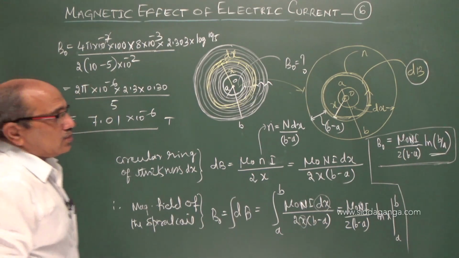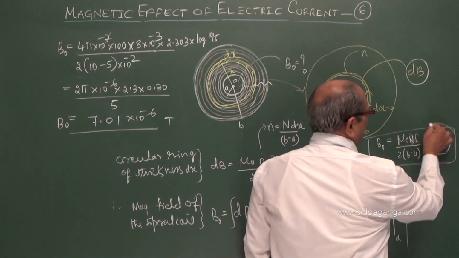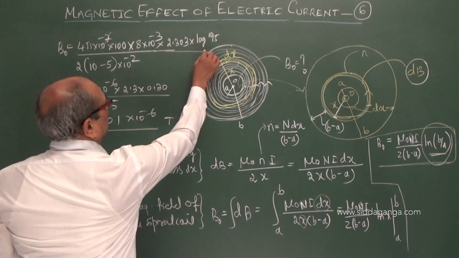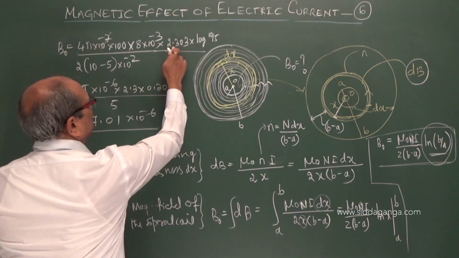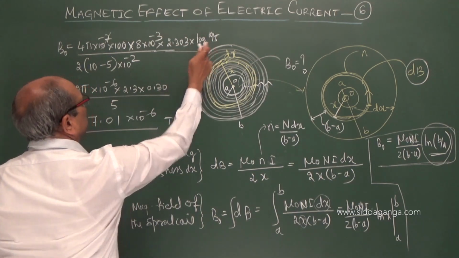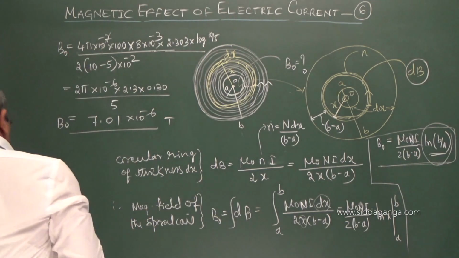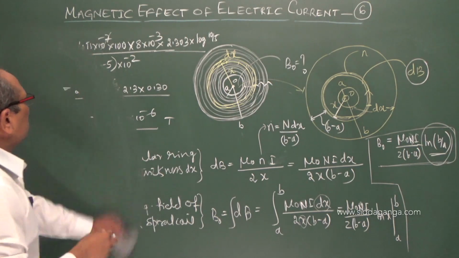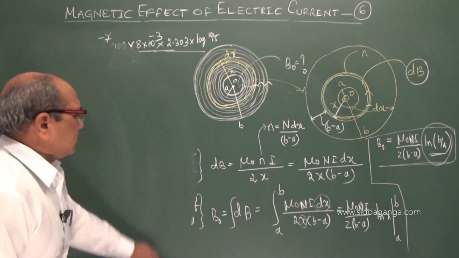This simplification also shows that it is a log to the base 10. You have to convert ln into log 10 by multiplying with 2.303, log 10 of b by a. The remaining data are directly taken and you will get the answer of around 7.01 into 10 power minus 6.